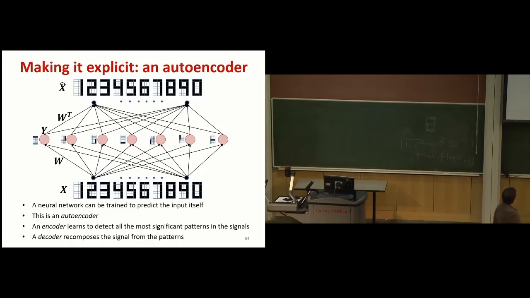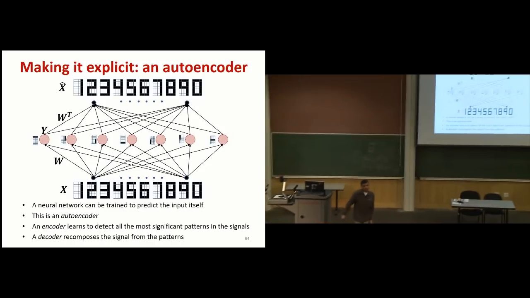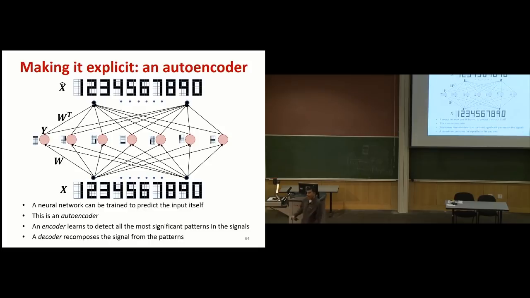Let me try to make this more explicit. Let me try to build a network that actually learns to detect patterns that can be used to reconstruct the input. This is what we will call an autoencoder. It's going to encode the input. So this is a neural network that's trained to predict the input itself. It has two parts. This is the encoder, which learns to detect all the most significant patterns in the signals, and then the decoder, which recomposes the input from these patterns.